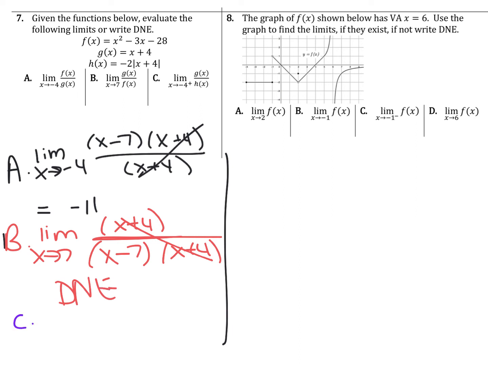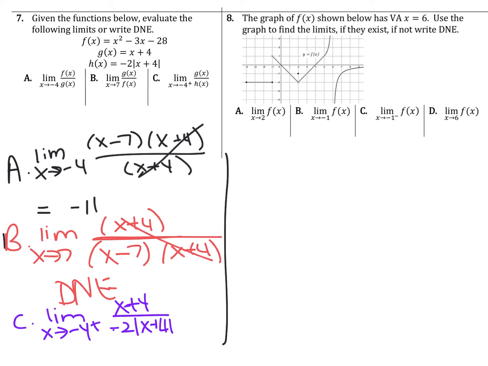And then last, on number 7, we're looking at the one-sided limit. And we're looking at g of x over h of x. So the limit as x approaches -4 from the right of g of x, so x plus 4, over h of x, which is -2 times the absolute value of x plus 4.